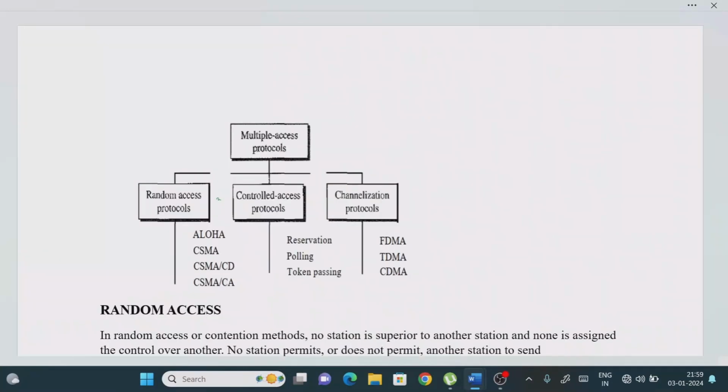Hey guys, in today's session we are going to see one more random access protocol, that is CSMA. We will see what the actual meaning of CSMA is, then why we require the CSMA protocol. Then we'll compare the CSMA protocol with the Aloha protocol. So what is the disadvantage with Aloha? We are going to see.